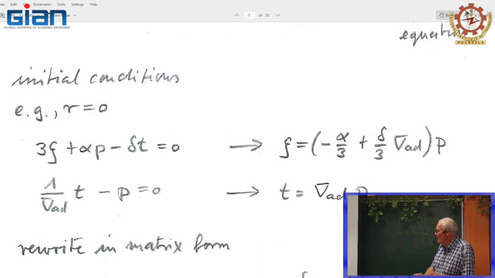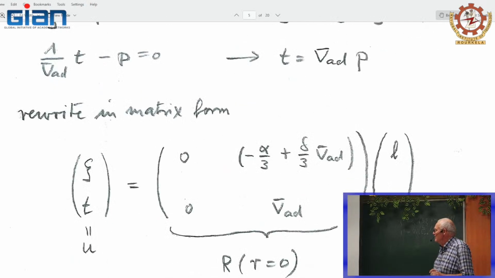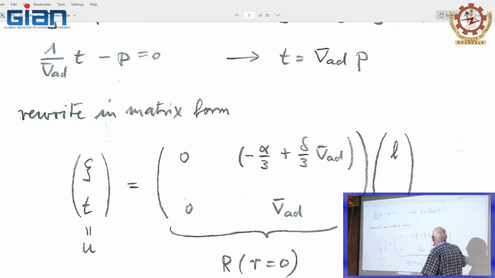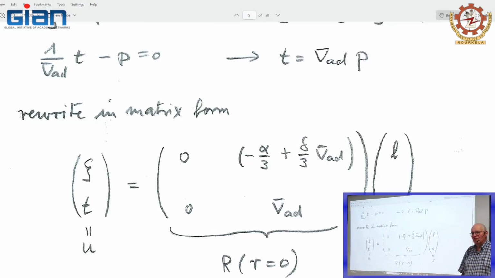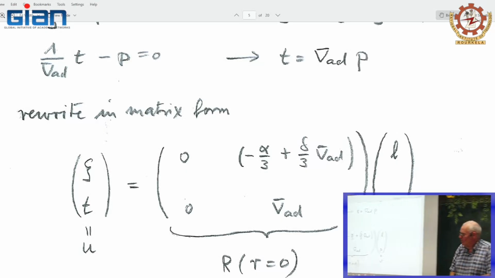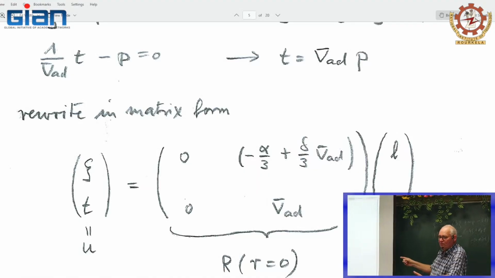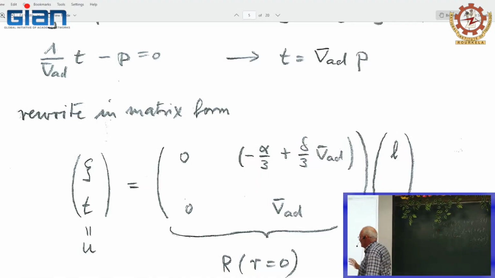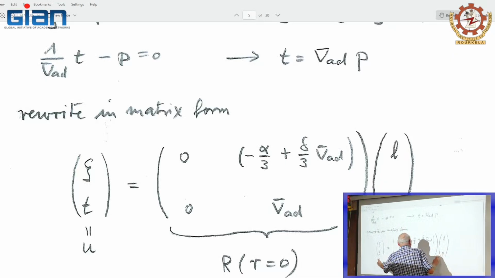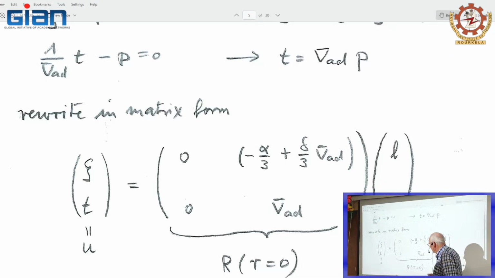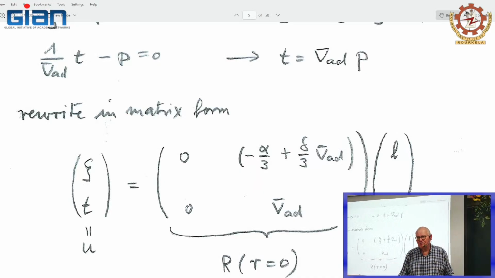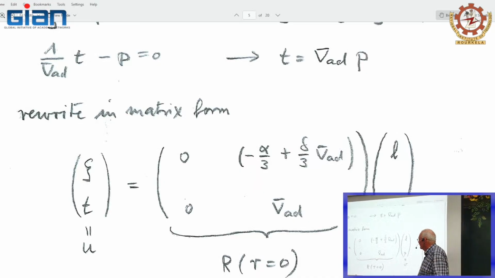Okay, we rewrite it in matrix form. This was zeta t, our vector u, and the vector lp was our v vector. And both are connected through the matrix AR. So this would be the matrix if we take u and v at the center, the values at the center, then this would be the value of our R matrix, our Riccati matrix at the center.